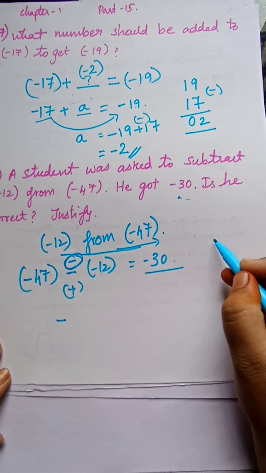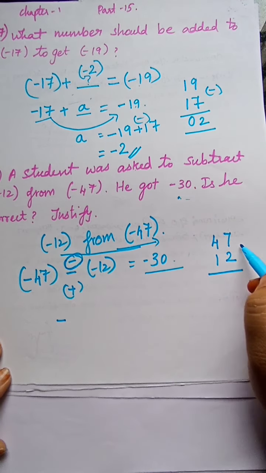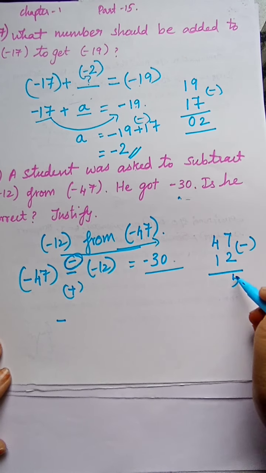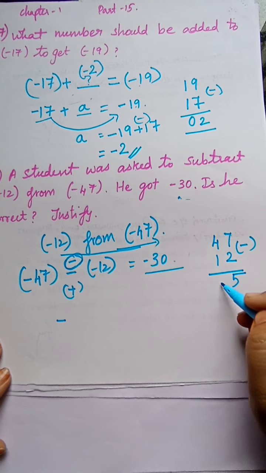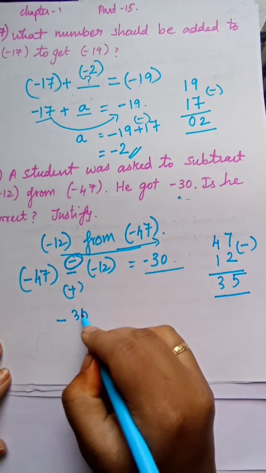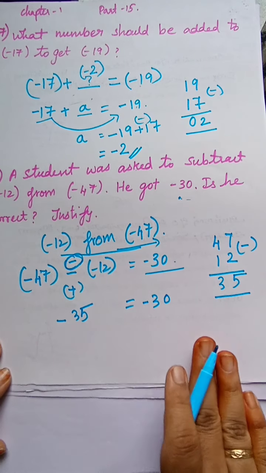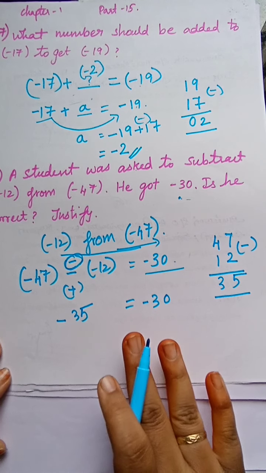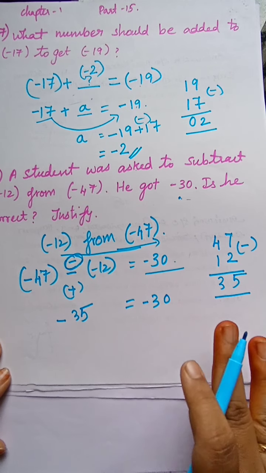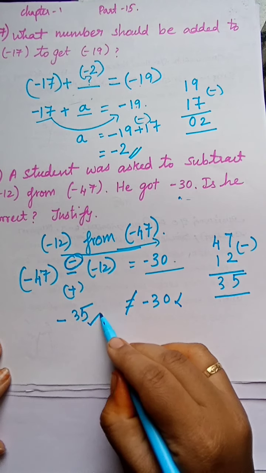How can we subtract it? That is 47 minus 12. So you have to subtract it. 7 minus 2 is what? 7 minus 2 is 5. 4 minus 1 is 3. So here it is 35. Equal to minus 30. Is it correct or not? Whether what they have given as an answer is correct or not? No, this is not correct. This is the correct answer.